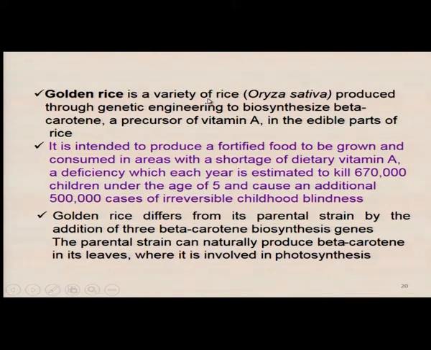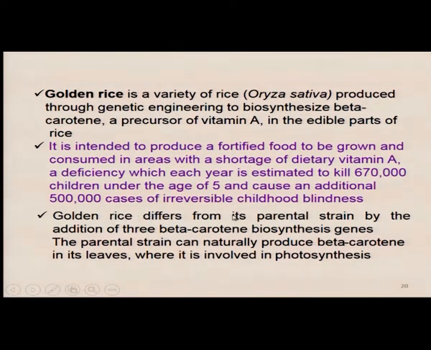Golden rice is a variety of rice which is produced through genetic engineering to biosynthesize beta carotene, a precursor of vitamin A, in the edible parts of the rice, which is the endosperm or the seed. It is intended to produce a fortified food to be grown and consumed in areas with a shortage of dietary vitamin A. Normally, the deficiency of vitamin A is established to kill 670 million children under the age of 5 every year. And in many cases, it can also cause irreversible childhood blindness.